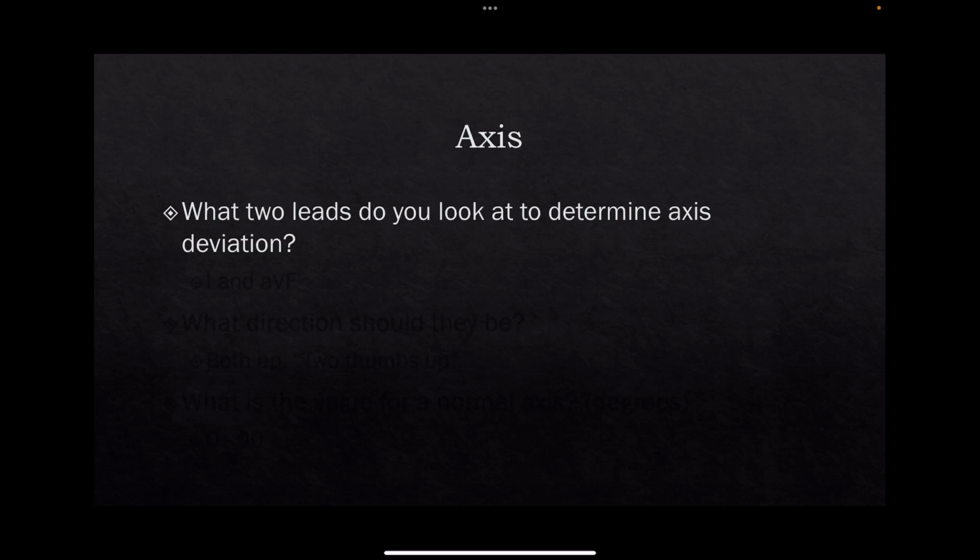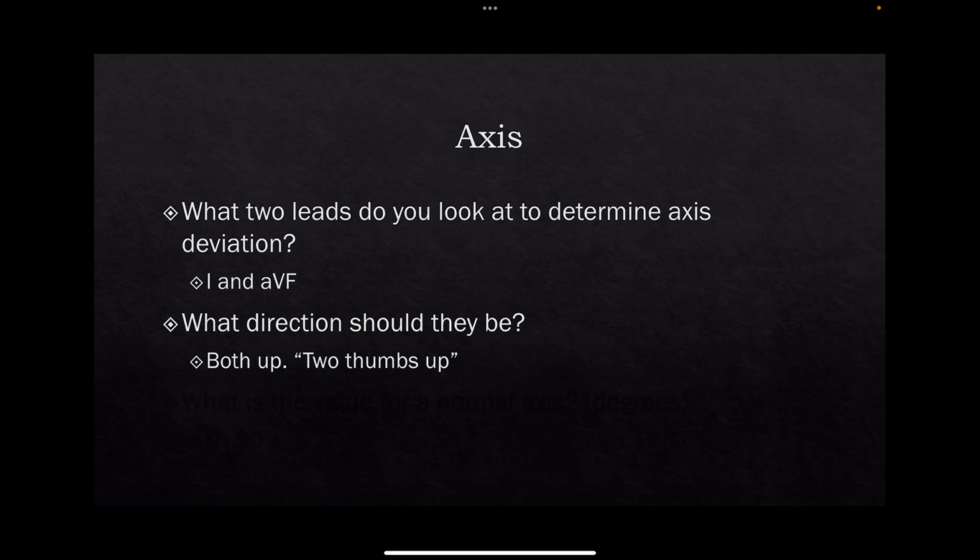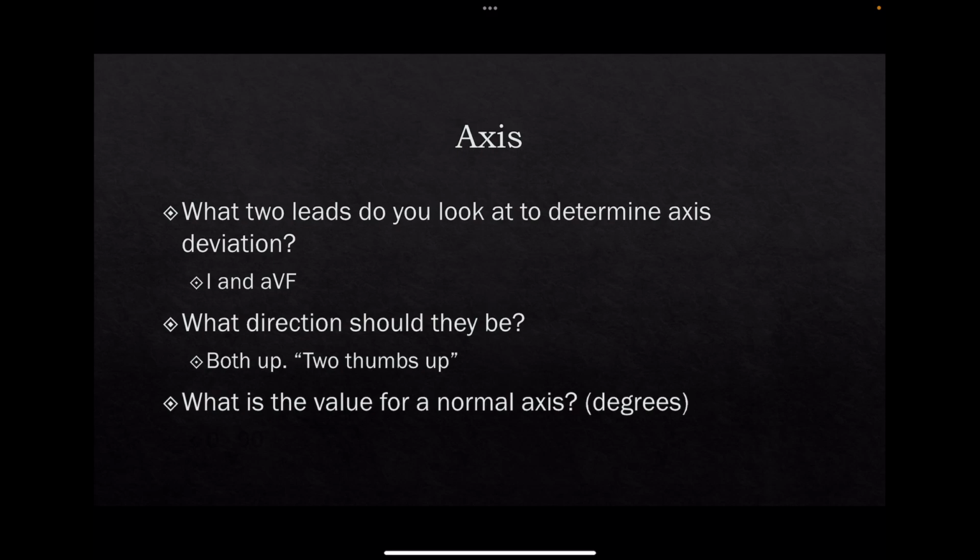Axis. Okay, what two leads do you look at? Lead 1 and AVF. Okay, what direction should they be? Both up, 2 thumbs up, is normal axis. So what's the value for normal axis? What's the degrees?